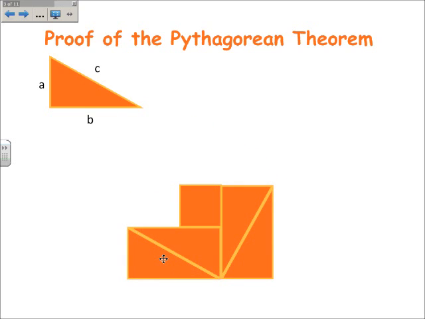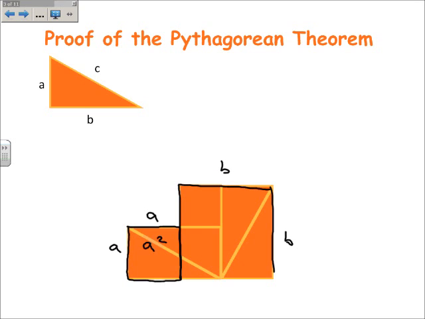But an interesting thing happens. This length is a, and this length here is also a, and so the area of this square is a squared. And this length is b, and this length up here is b, and so this square right here is b squared. So you can see that a squared plus b squared is equal to c squared.